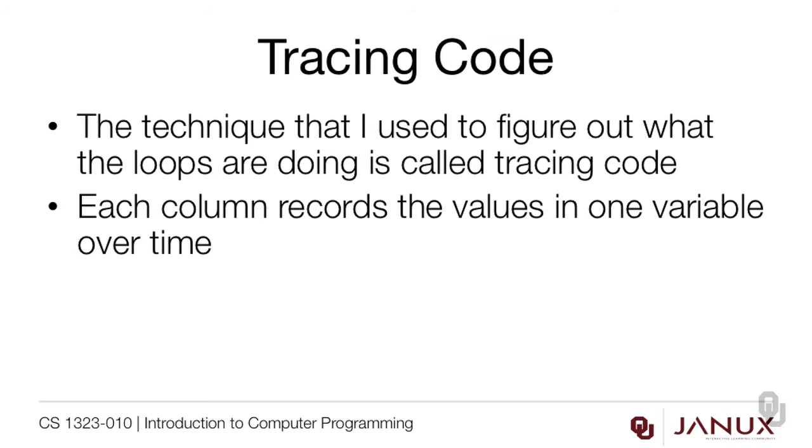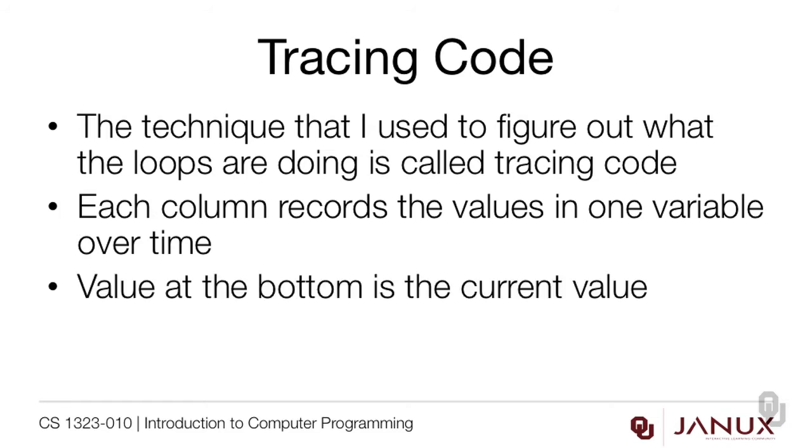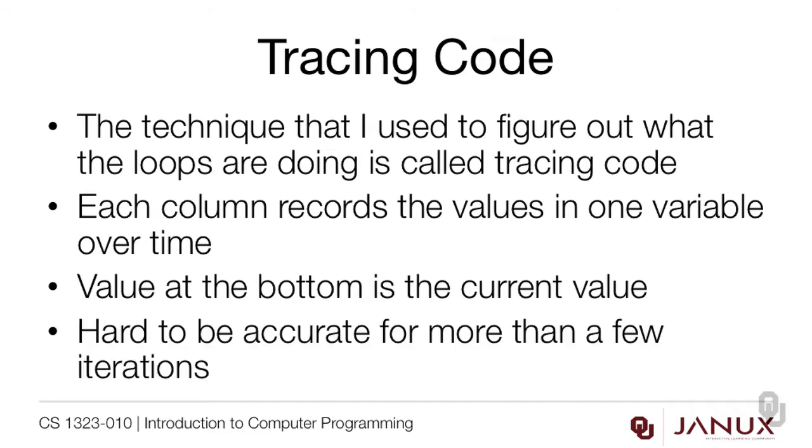Each column records the values in one variable as they change over time. So one of the things that's nice about tracing code versus memory diagrams is with tracing code you actually see the changes over time a little bit more clearly. Sometimes in memory diagrams, when you start crossing things out, it gets a little bit messy. The value at the bottom is the current value. So that's the one, for example, when the loop ends.